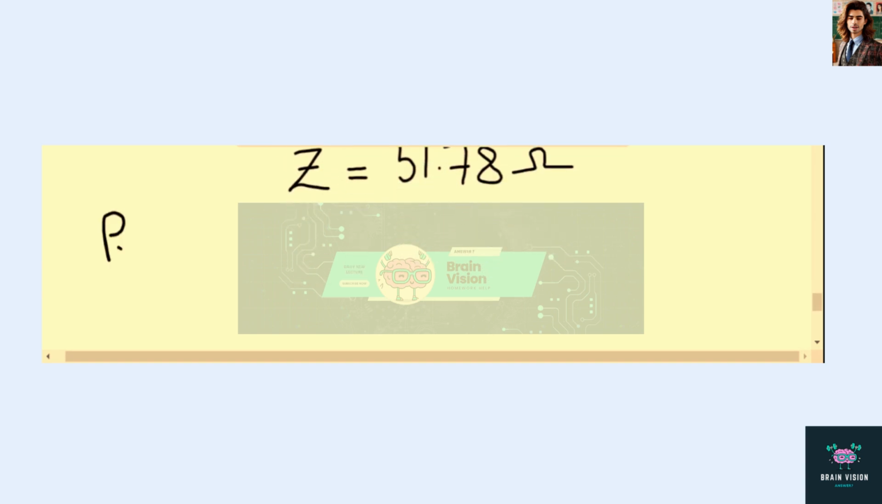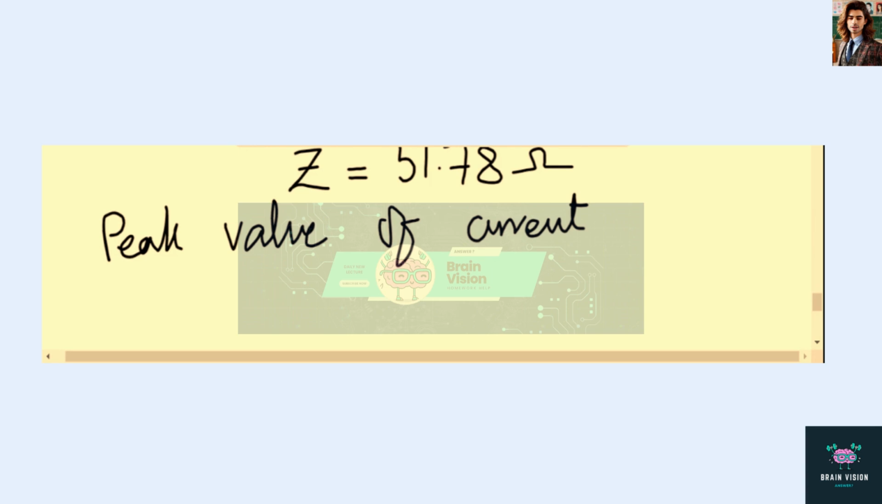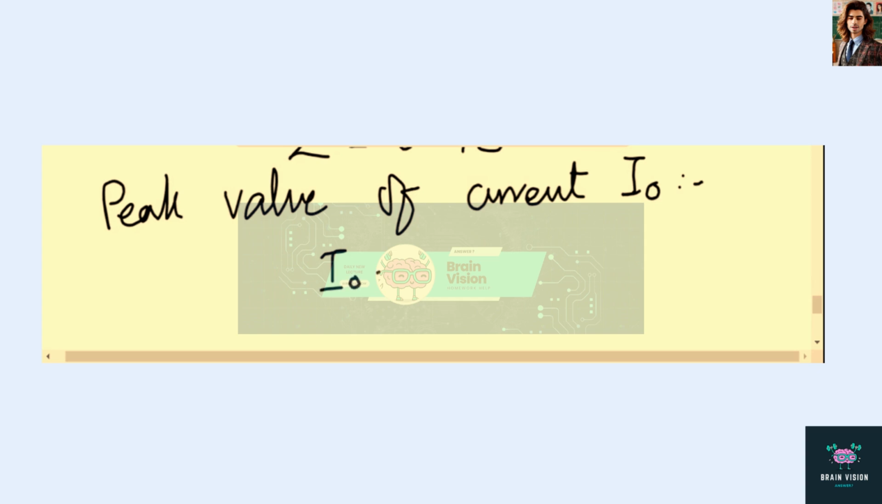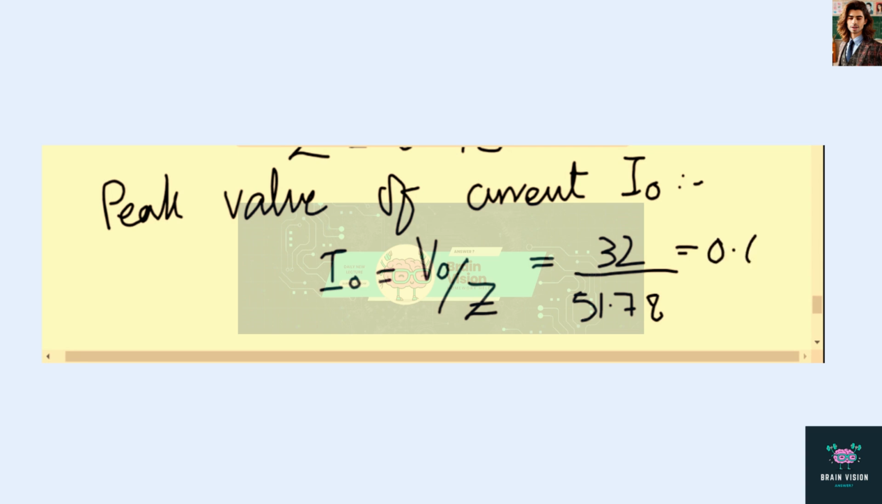Now we need to find out the peak value of current, that is I naught. So how will we find out that? I naught is equal to V naught divided by the impedance. V naught is equal to 320, Z is 51.78. So calculate it and we get 0.617 ampere.